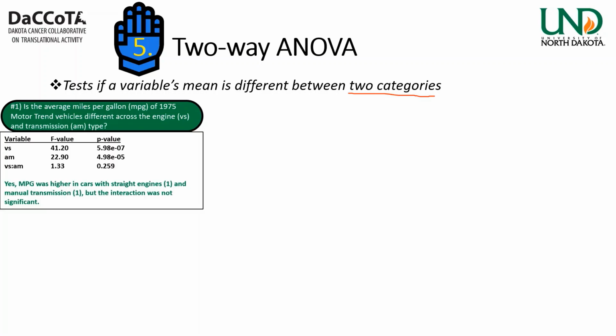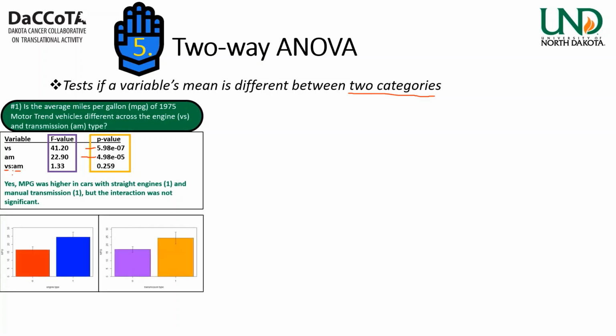And now we're going to have to start parsing out our variables and seeing their significance separately. And we see that we have F values and P values, and it looks like on their own, engine type and transmission type are significant, but the interaction, this VS:AM, was not. Interactions are always interesting, so we'll plot those if they're significant. If they're not, we'll just do simpler plots. So you can see here miles per gallon was higher in cars with straight engines and manual transmission.